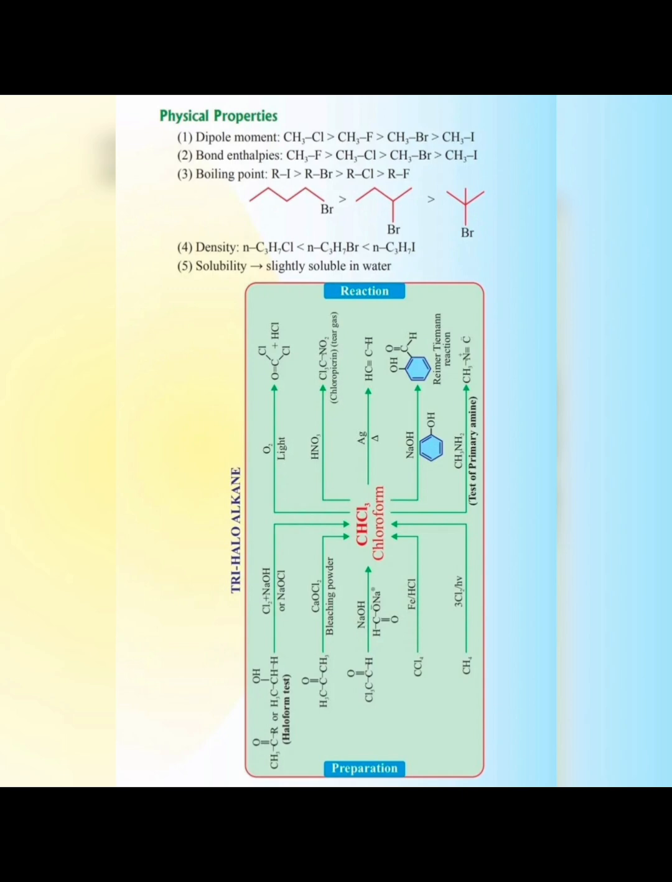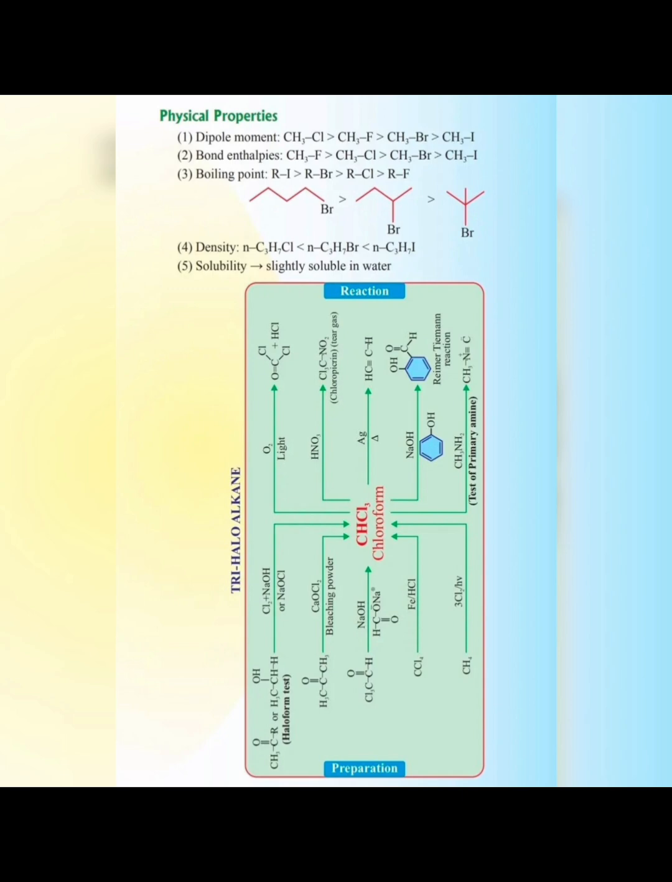So reactions of trihaloalkanes consist of, first of all, the haloform test: when the corresponding methyl ketone reacts with chlorine in presence of NaOH, it gives you the corresponding chloroform as a major product. When acetone reacts with CaOCl2, that is calcium oxychloride, also called bleaching powder, it gives you chloroform as a major product.